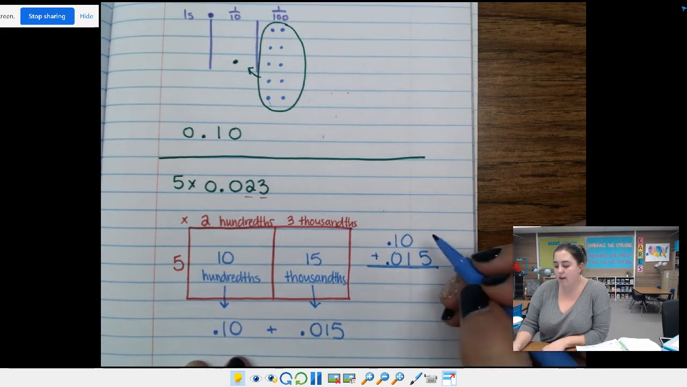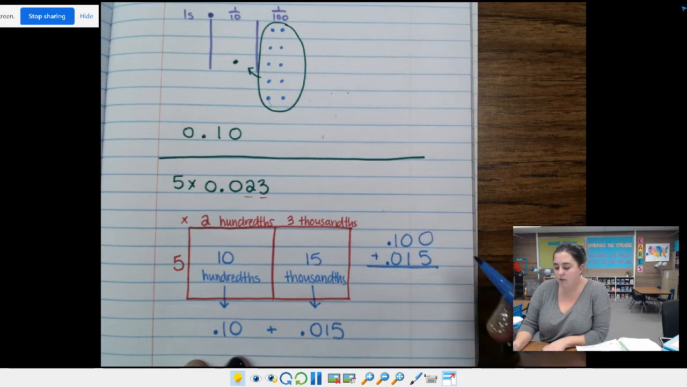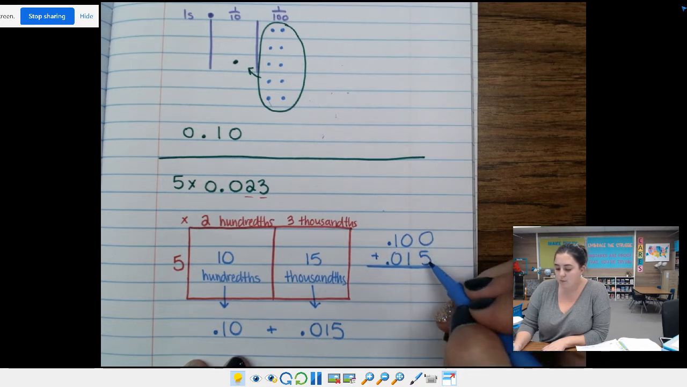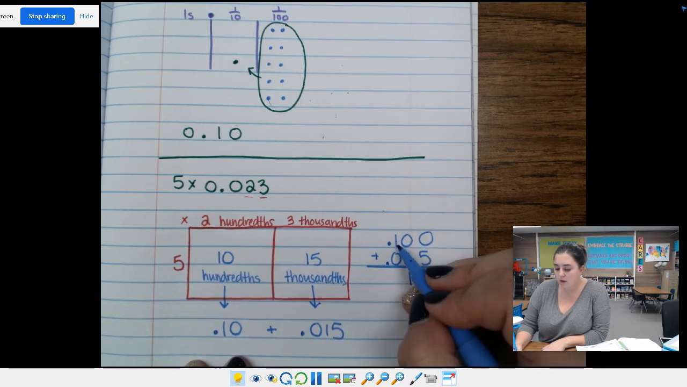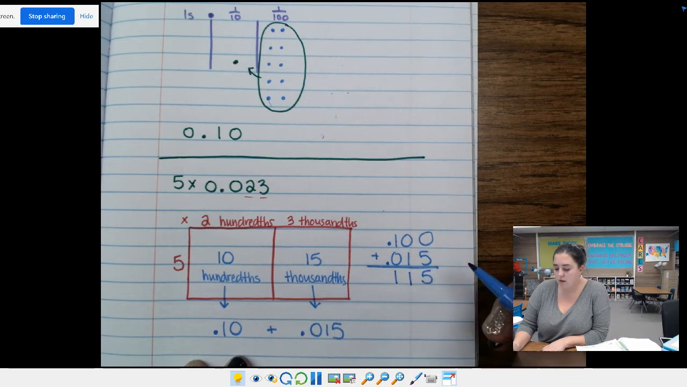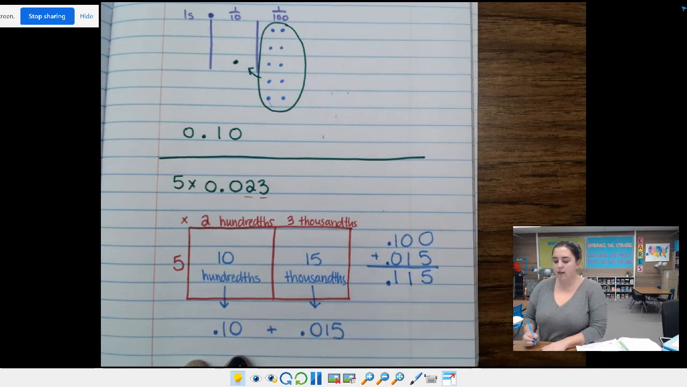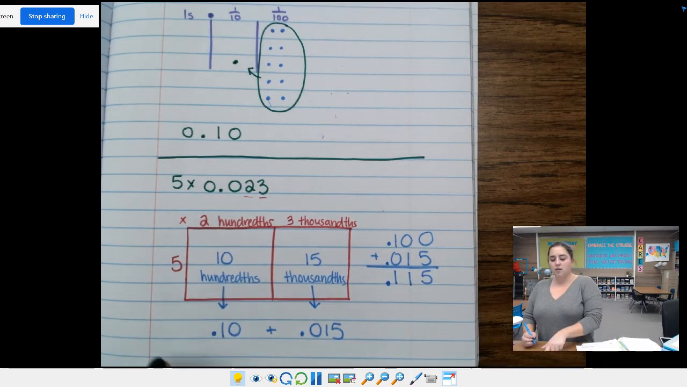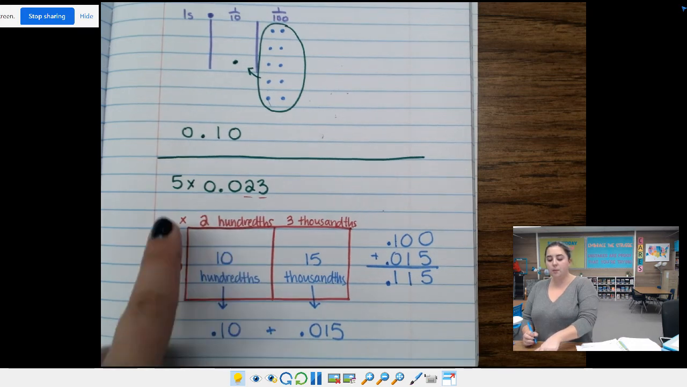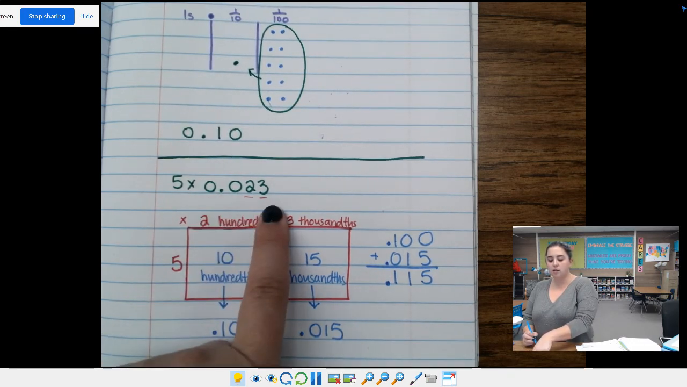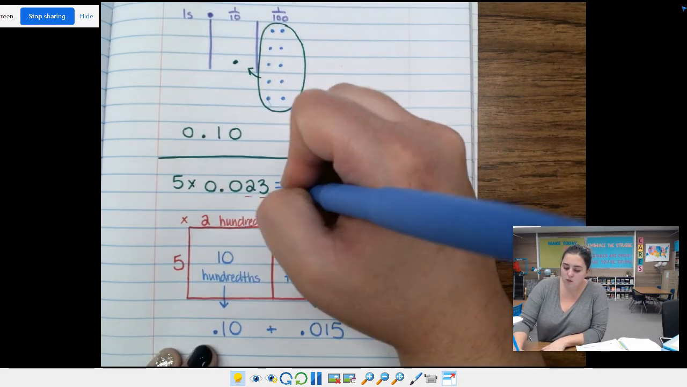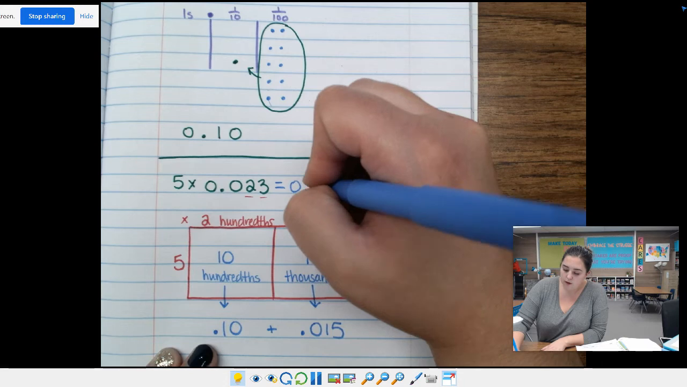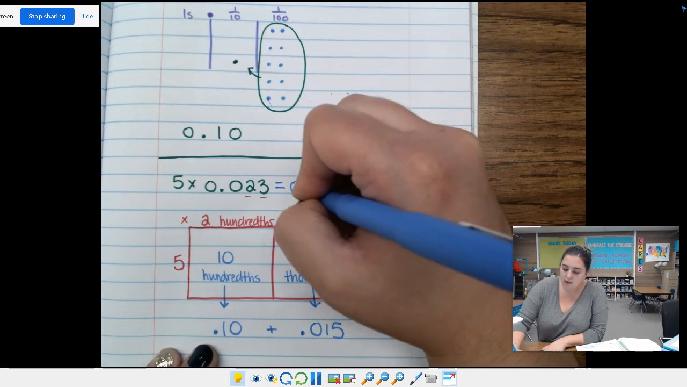It helps me if I add, there's nothing there, if I add a 0. 0 plus 5 is 5. 0 plus 1 is 1. 1 plus 0 is 1. And my decimals come down. So when I multiply 5 by each of these parts and add the parts together, our answer should be 115 thousandths.